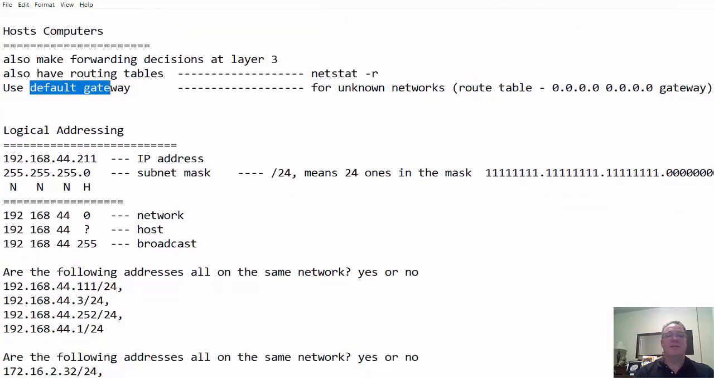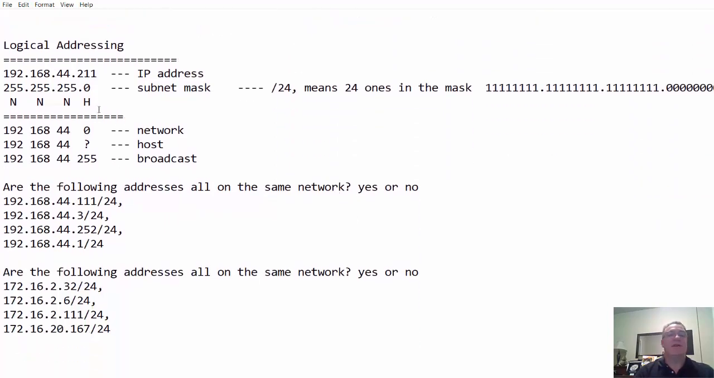Okay. Logical addressing. So I have the address here, 192.168.44.211. That's my IP address. You take the subnet mask, and you can see the network portions here. 255.255.255 define the network, and then this 0 is where the host bits are. So this is host 211, and it's the 192.168.44 network. So the network is 192.168.44.0. The broadcast address is 192.168.44.255, and the host could be any number between 1 and 254.